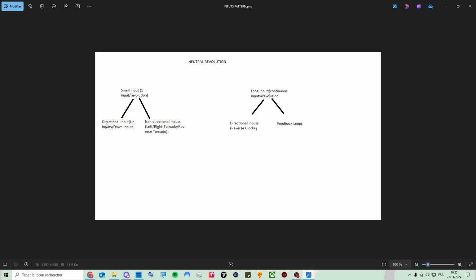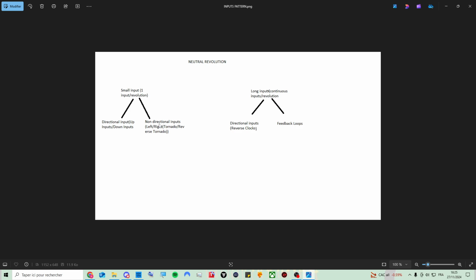These directional inputs will make you turn at the beginning of the revolution. Obviously, if you keep holding them, then you will not turn anymore. But at the beginning of the revolution, you will turn a little bit, as much as you can, given that it's one input. And if you take those non-directional inputs, left and right, tornado spin, reverse tornado spin, you will go straight. All right.